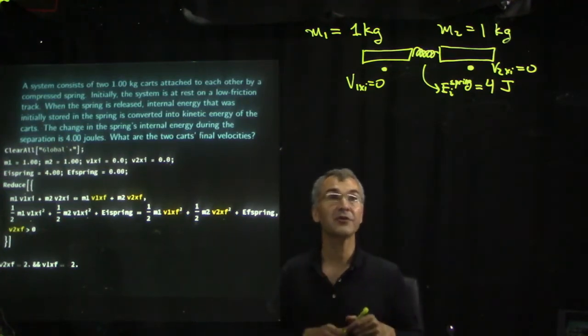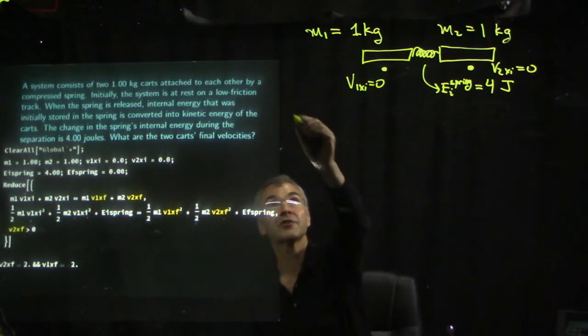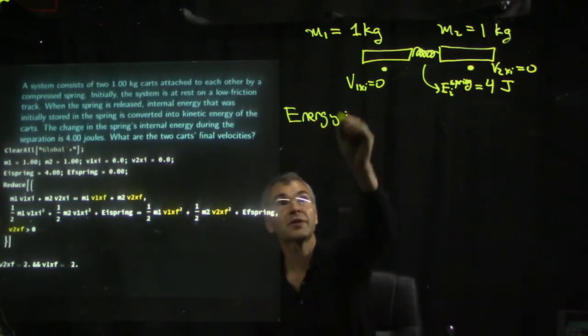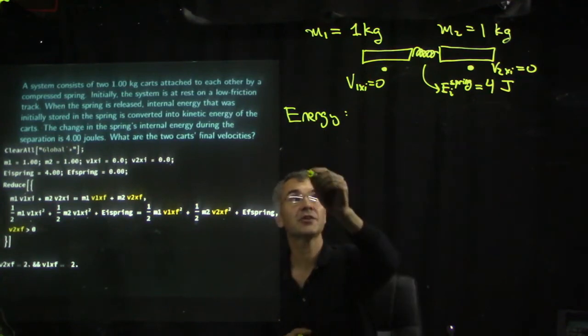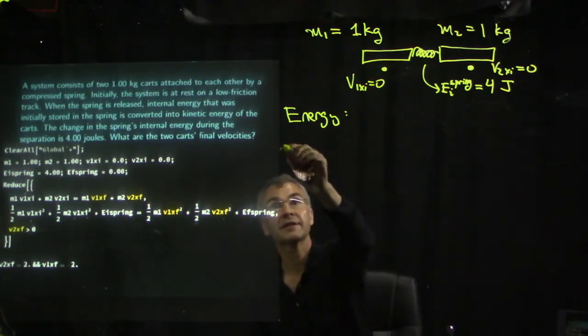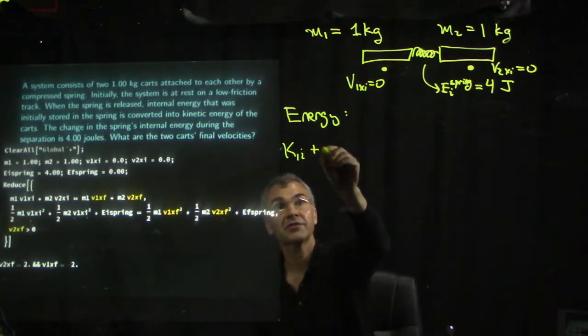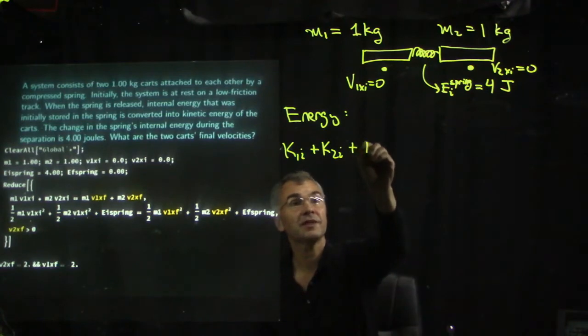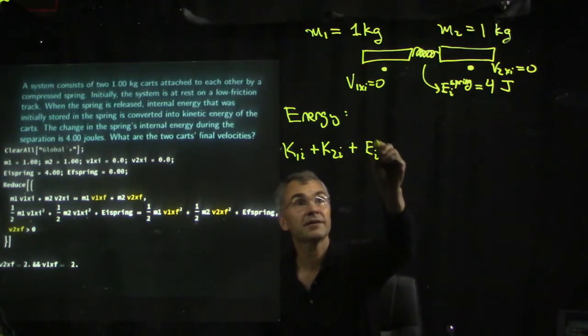So let's do energy bookkeeping. So energy. In the initial state, we have K1i plus K2i plus Ei spring.